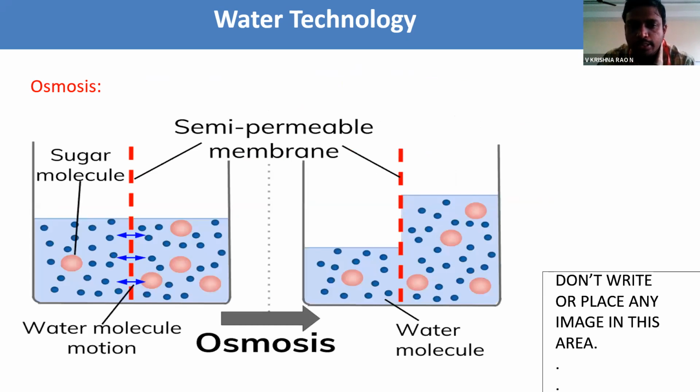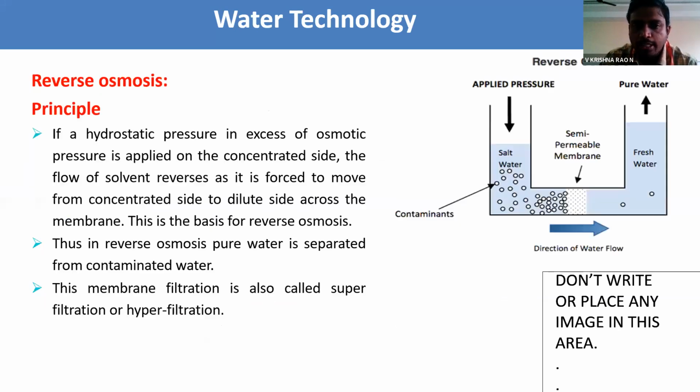See here, the osmosis for the water molecule motion takes place. This is the less concentrated side, and this is a semi-permeable membrane. The blue ones are the water molecules. The flow continues until the water molecules become equal on both sides. Now coming to the principle involved in osmotic pressure.